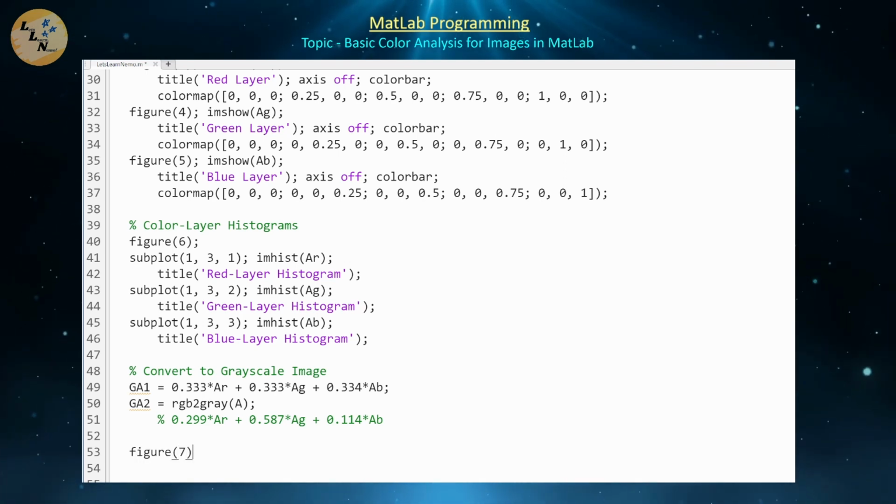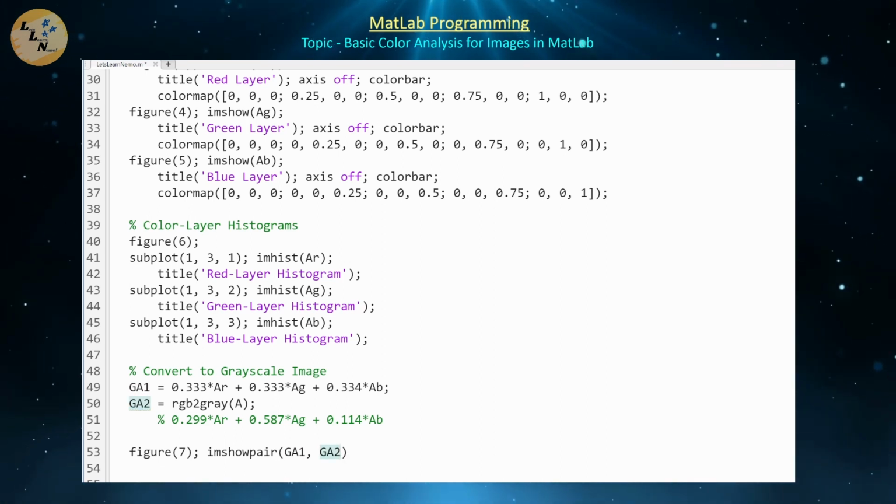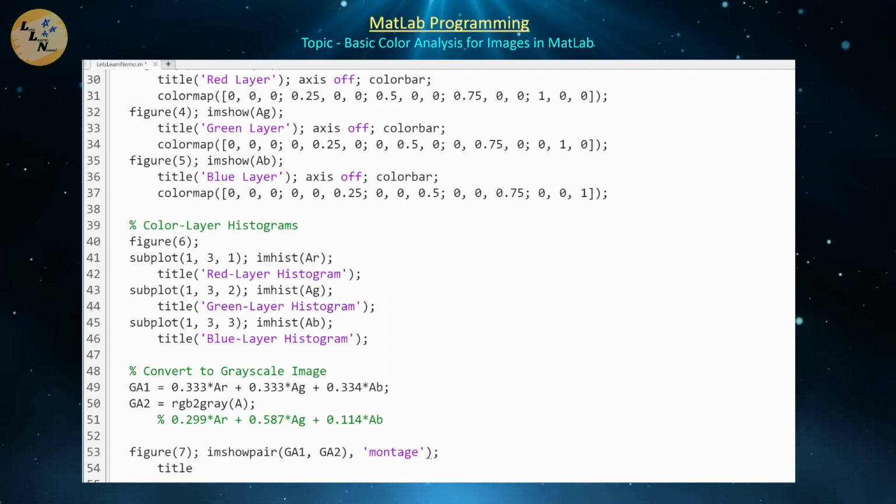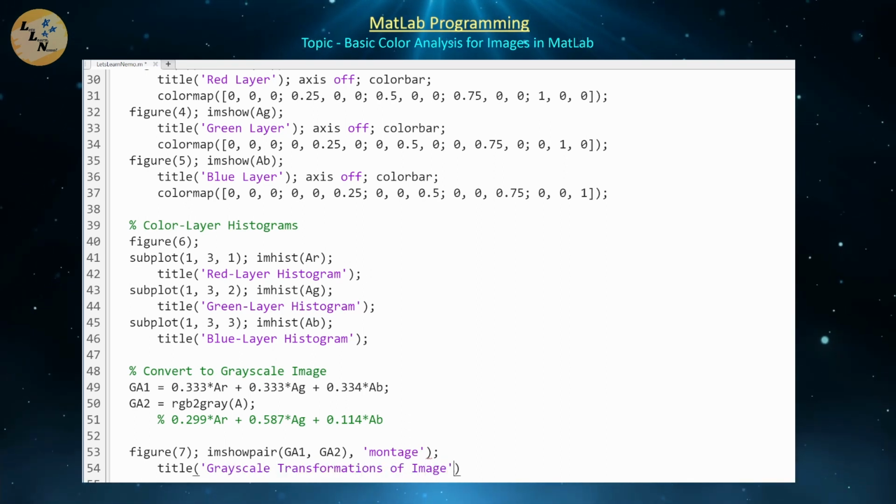So I want to put them next to each other. If you just have two images and you want to compare them, there's a function called mShowPair that allows you to do so quite easily. The first image is going to be GA1, and GA2 is going to be the second. If you want to put them on top of each other, just press that and that will do so. But if you want to put them next to each other, you need to tell it to make a montage out of those pictures. Let's give this a nice little title. So this is going to be the grayscale transformations of our image, right? And it looks like that parenthesis should not be there.